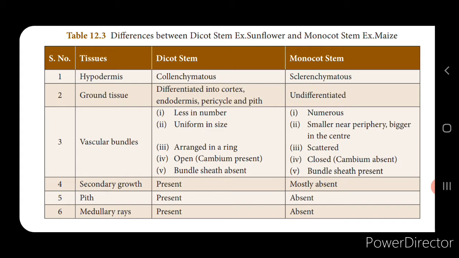Then medullary rays, the ray-like structures, especially in the trunk of trees, isn't it? You see a nerve-like structure in the rays, isn't it? It will be in the form of rays. So those rays will be present in the dicot stem when you cut the trunk of a tree and see, but here it is absent. So this is the difference between monocot stem and dicot stem, and this is also a very important question. It may be asked as a 2-mark question or a 4-mark question.